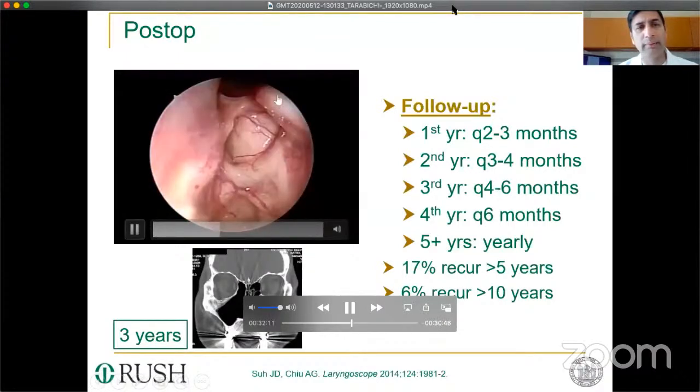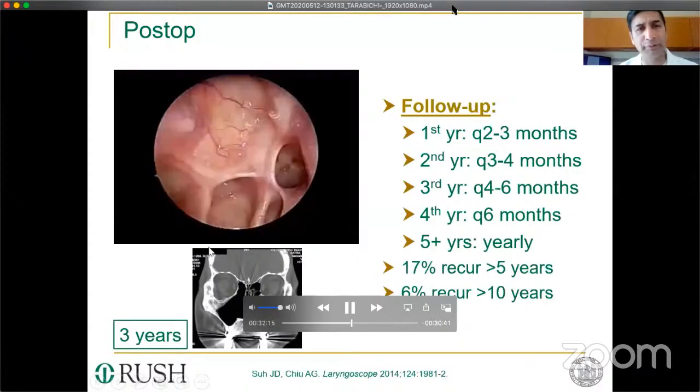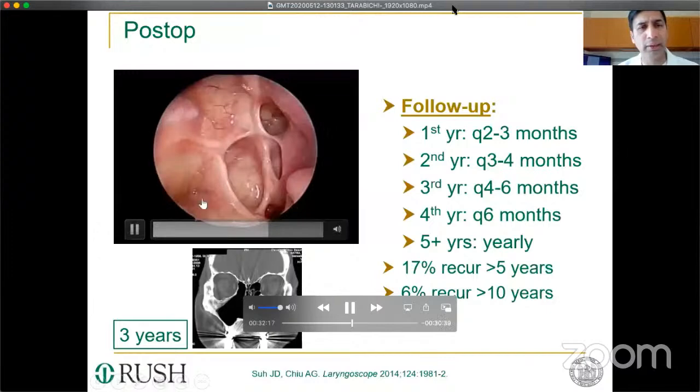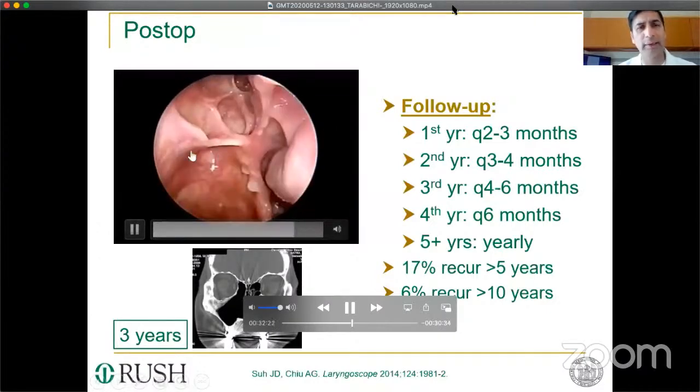This is the healed result at about 3 years in this patient, looking at the ethmoid cavity, anterior ethmoid, and then looking up into the frontal on the right side there. And then I'll show you the view with the 30-degree endoscope, looking directly into the maxillary sinus here. So pretty good healing here.